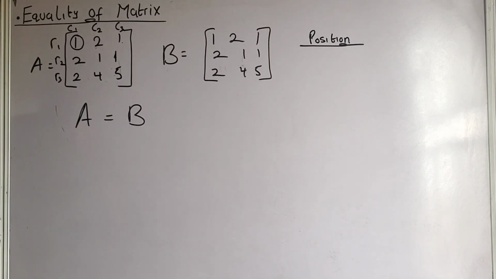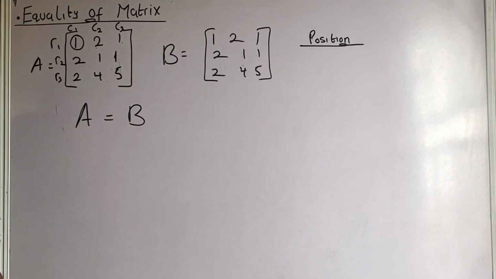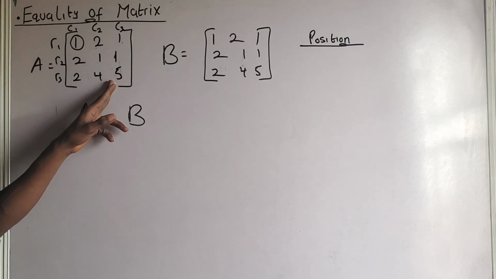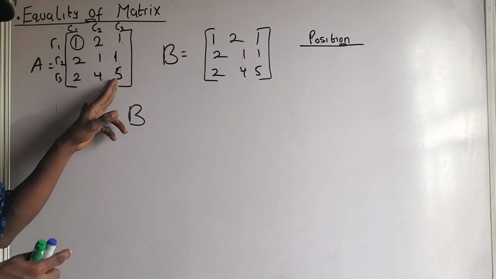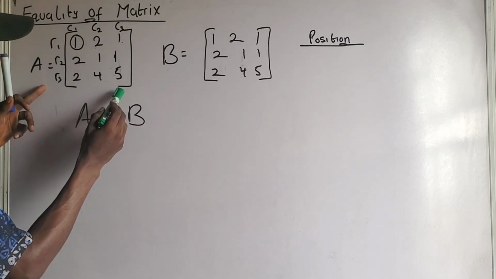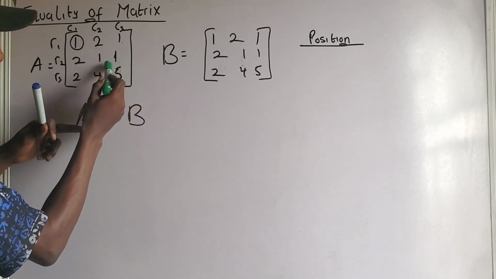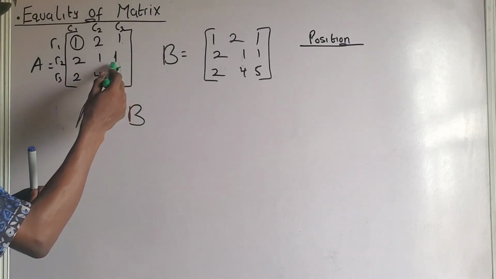Having known that, listen to me. Can you tell me the position of this 5? The position of this 5 is in row 3, column 3. If you want to check, see, this is the third row, right? And this is the third column. You can see that this 5 is in row 3, column 3.